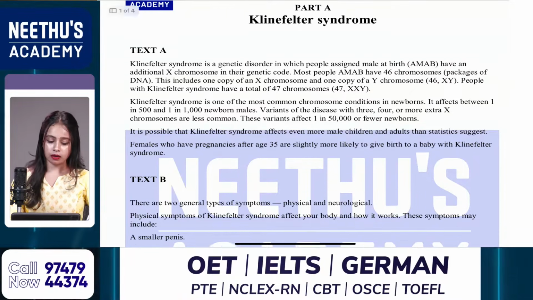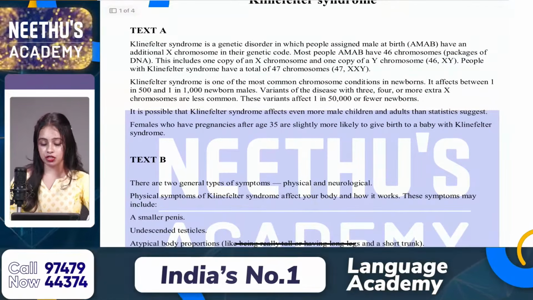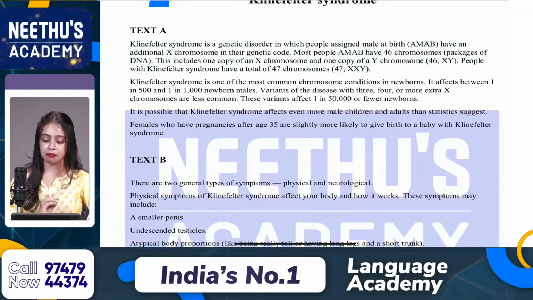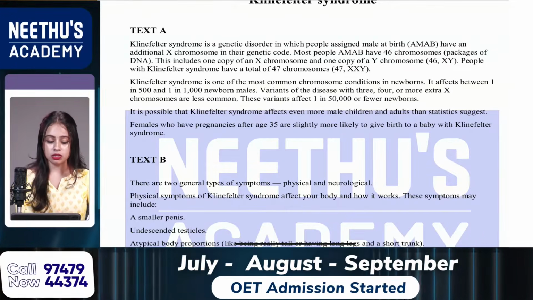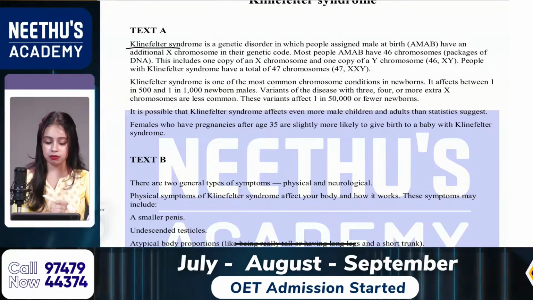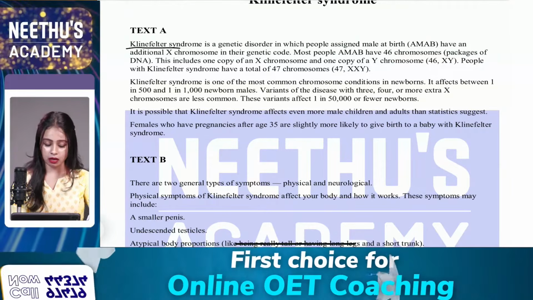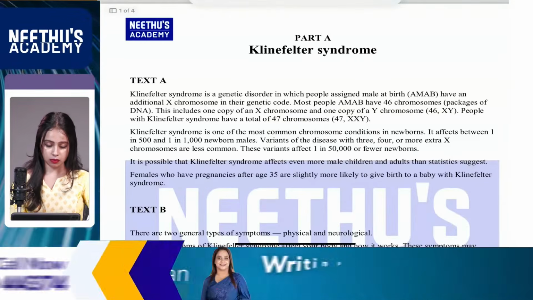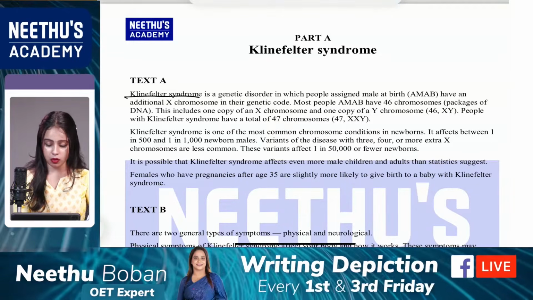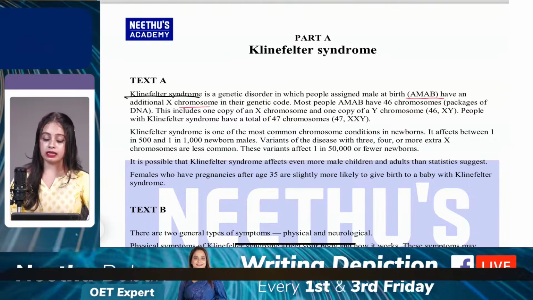So the first text: Klinefelter syndrome is a genetic disorder in which people assigned male at birth (AMAB) have an additional X chromosome in their genetic code. So first of all, I'm marking the name of the syndrome as well as something in brackets, have an additional X chromosome in their genetic code.